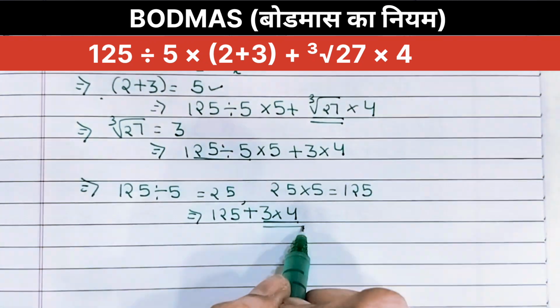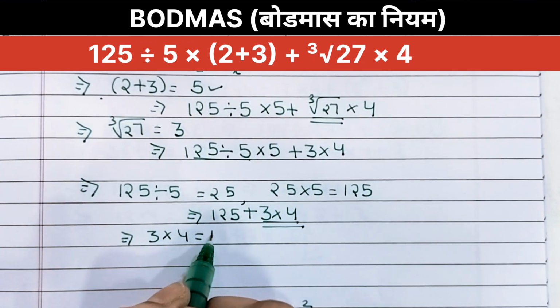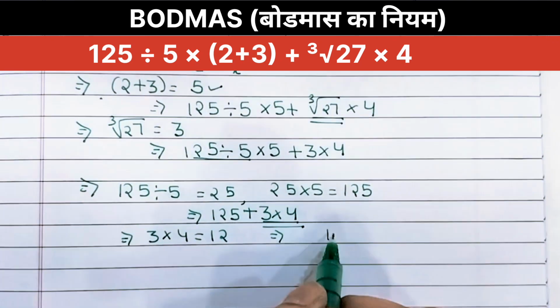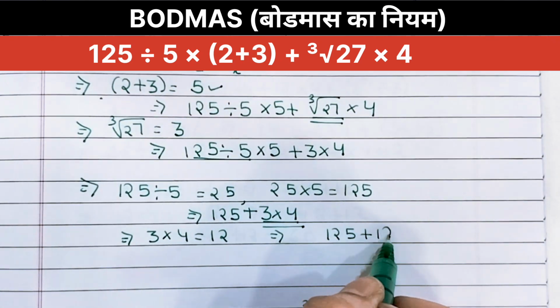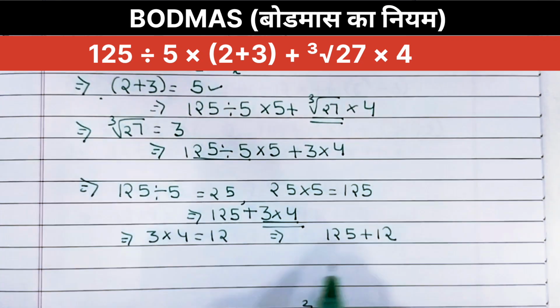So now here is a multiplication. Again we multiply: 3 multiplied by 4 gives you 12. And now the current expression becomes 125 plus 12. So according to this step, division and multiplication share equal priority and must be worked sequentially from left to right.